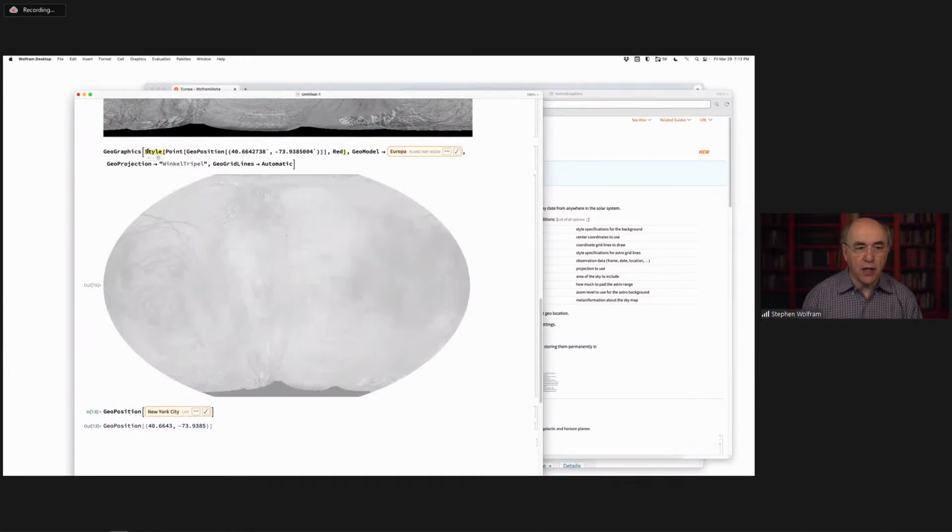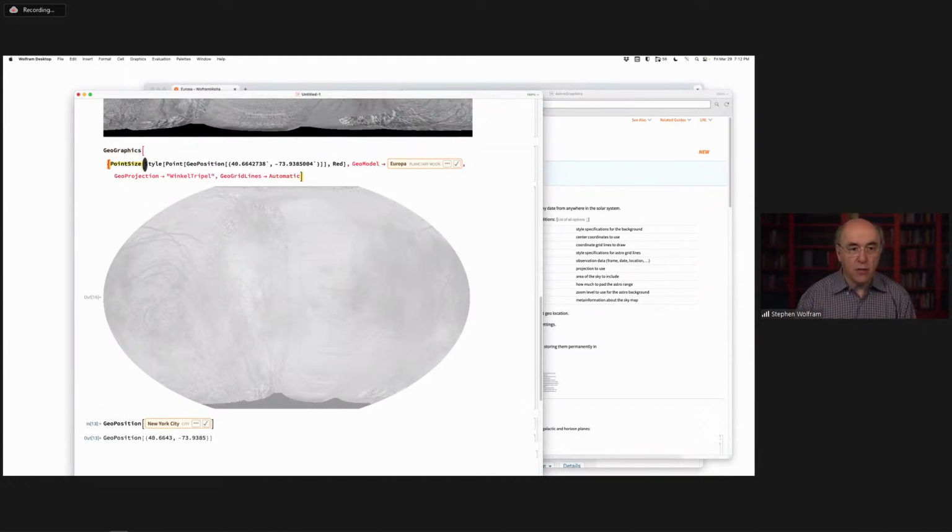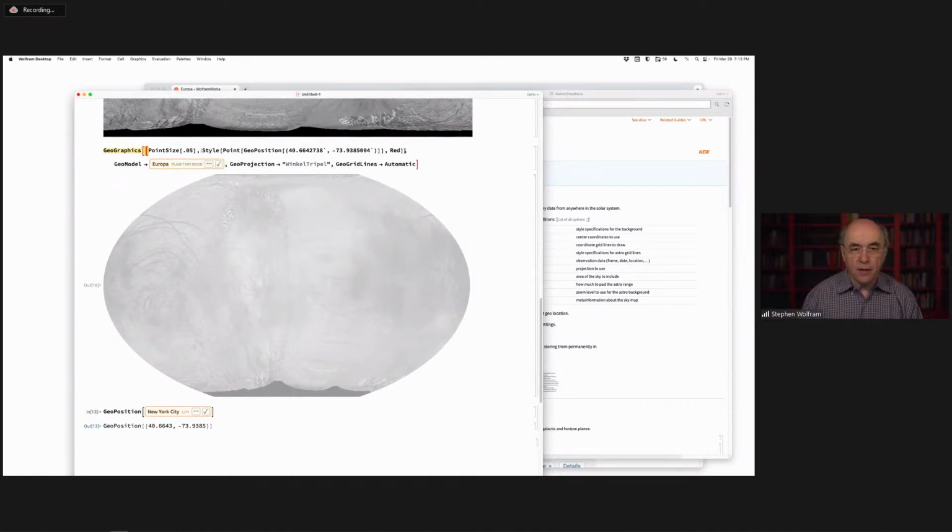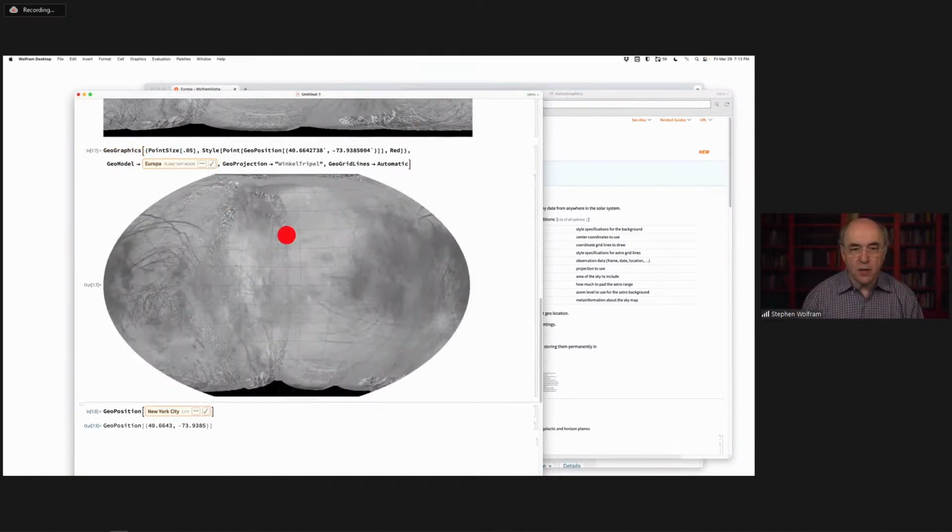Right, let's say point size 0.05, that thing. All right, so this is a dot at the position on Europa that corresponds to the position of New York City on the Earth.